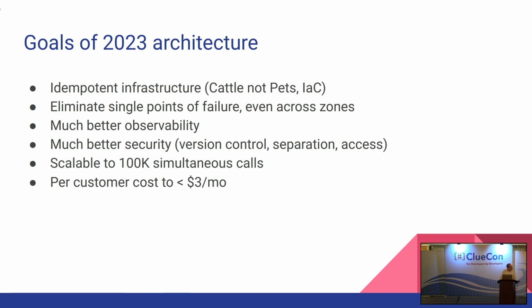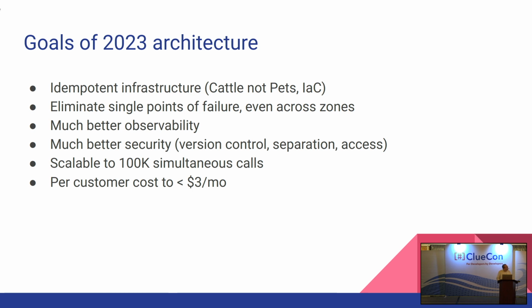So these are the goals of our architecture for this year. We want idempotent infrastructure. It's really important to me that we have in a Git repo everything that's needed to rebuild our infrastructure from scratch. That sounds crazy, but with Kubernetes, this is actually possible. I'll show you later, but we can have a Git repo of Helm charts that just rebuilds everything from scratch.